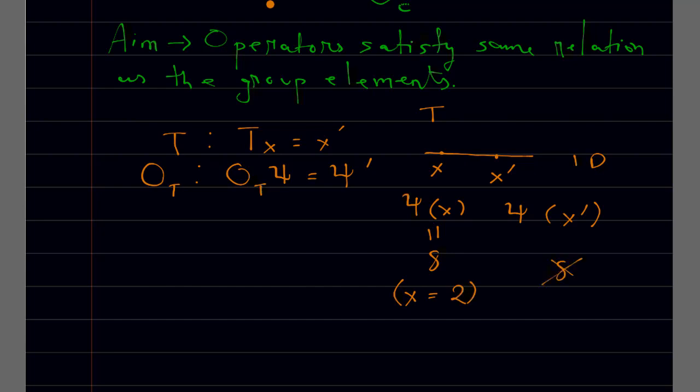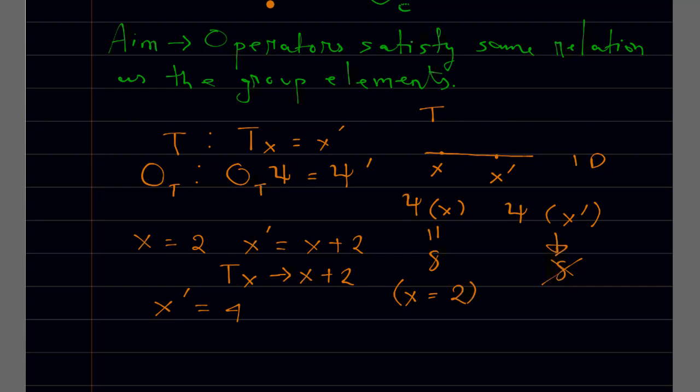Yes, so consider x is 2 and x prime is x plus 2. That means this element T, when it acts on x, takes you to x plus 2. So what is x prime? 2 plus 2, 4. So now you are at 4, and the question is, if you make psi a function of 4, are you going to get 8?